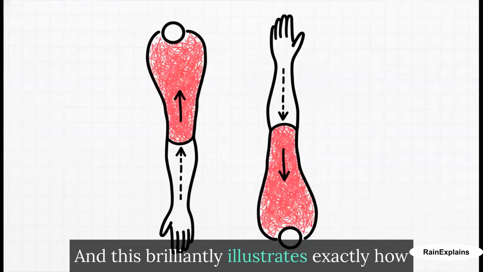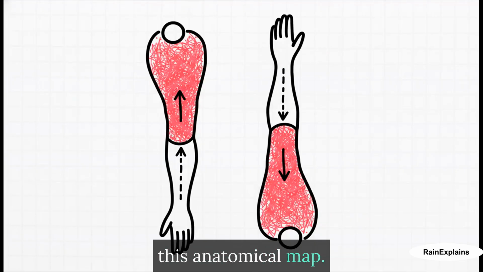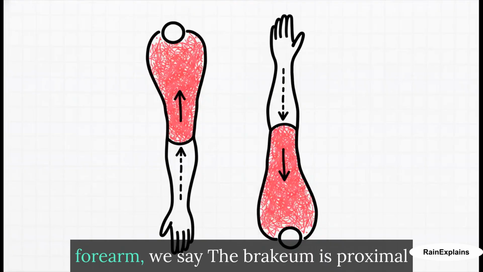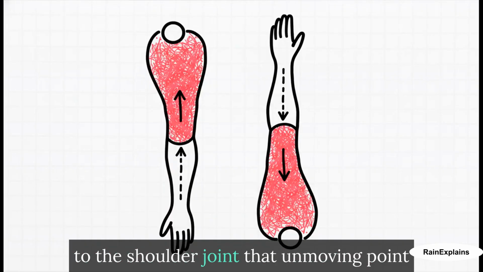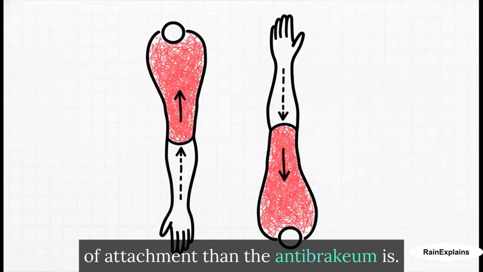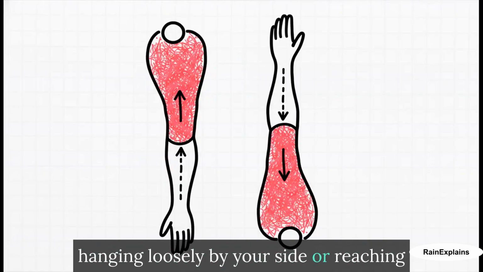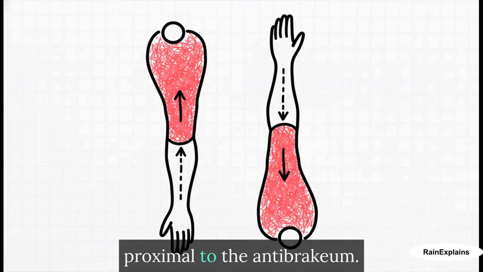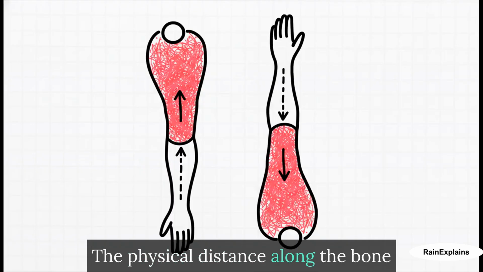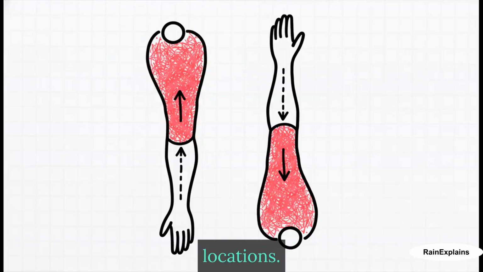And this brilliantly illustrates exactly how we use our new directional compass on this anatomical map. If we compare the upper arm to the forearm, we say the brachium is proximal to the antebrachium. Why? Because the brachium is physically closer to the shoulder joint, that unmoving point of attachment, than the antebrachium is. It totally doesn't matter if your arm is hanging loosely by your side or reaching way up to grab a book off a high shelf. The brachium will always be proximal to the antebrachium. The physical distance along the bone structure never changes, giving medical professionals a foolproof way to describe locations.